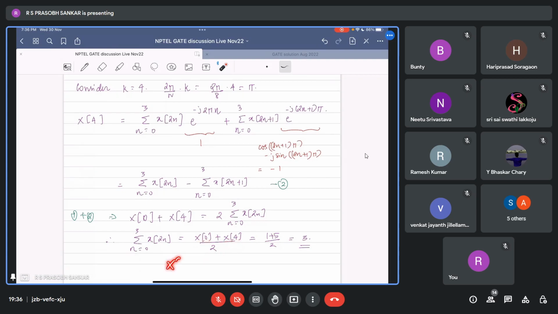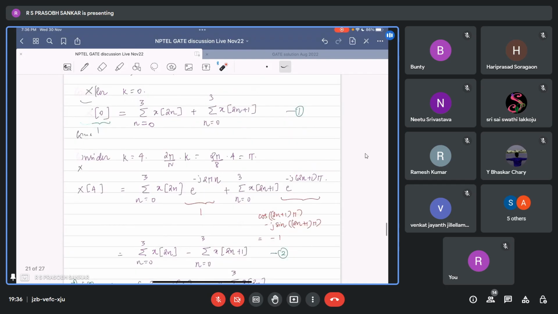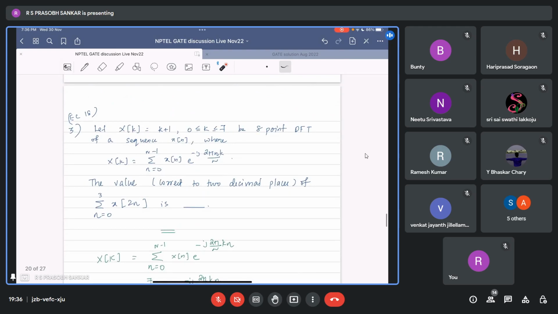Now for this question, it is given that x of k equals k plus 1. So x of 0 is 1, x of 4 is 5. That means this summation is 3. So the correct answer to this question is 3. Any doubts here? Is everything okay?